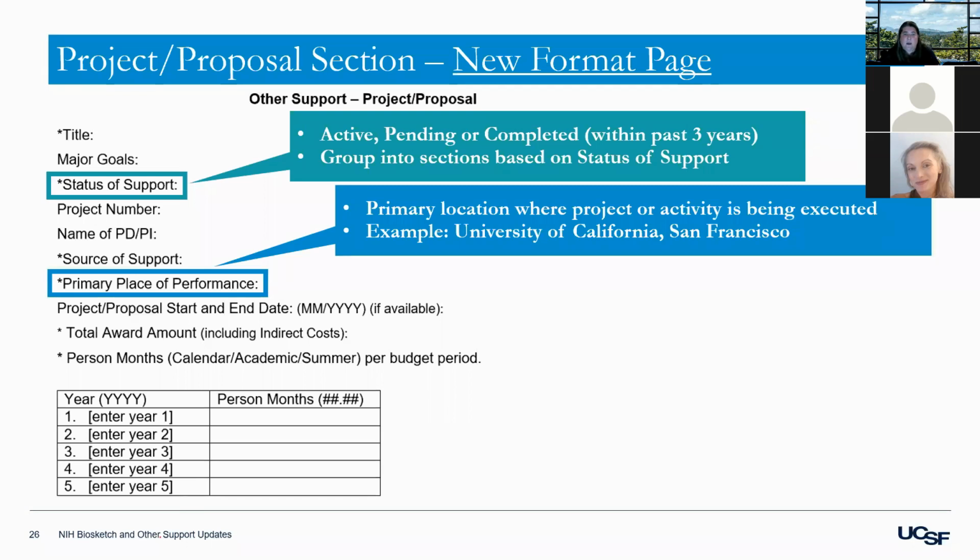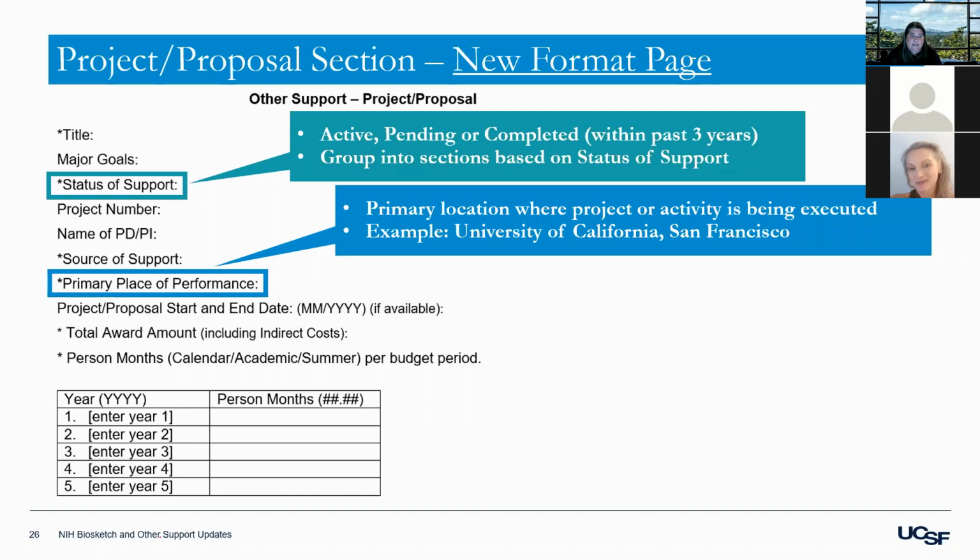The instructions say primary location where the project or activity is being executed. The example they give, though, is very general. The example they actually give is University of California, Los Angeles. So for us, that would just be University of California, San Francisco. I don't think they need us to give the actual performance site, like the full address. They're looking for something broad, at least that's what it appears to be based on the sample they've provided on their website. I think they're really just trying to get at, is it happening at UCSF or somewhere else?